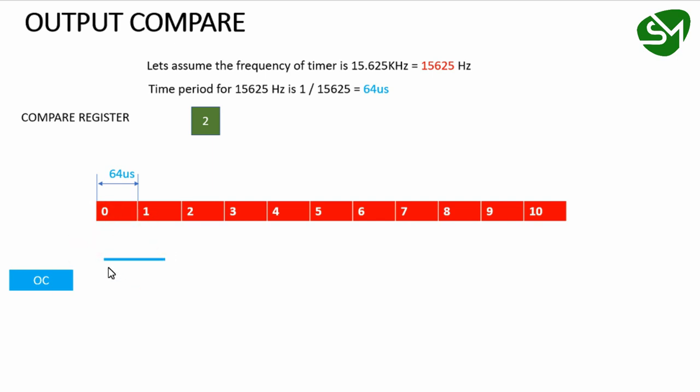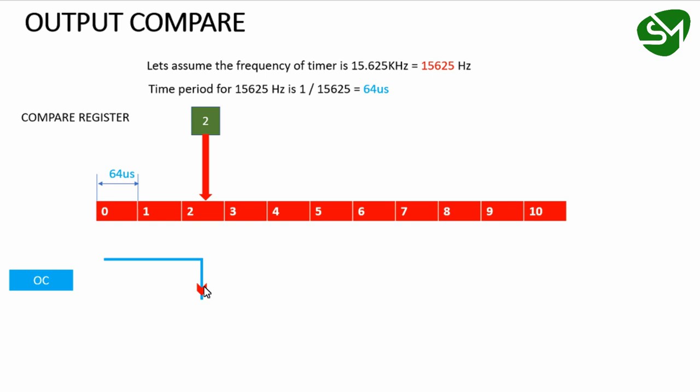Now you can see we have toggled the state of the output compare pin, and it is high. The timer counts from 0 to 1, 2. Again, when it reaches 2, the compare match happens between the timer count value and the compare register value. So now also the state of the output compare pin will be toggled. Initially it was high and now it will become low.